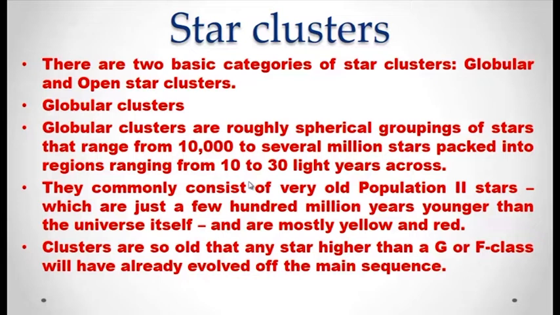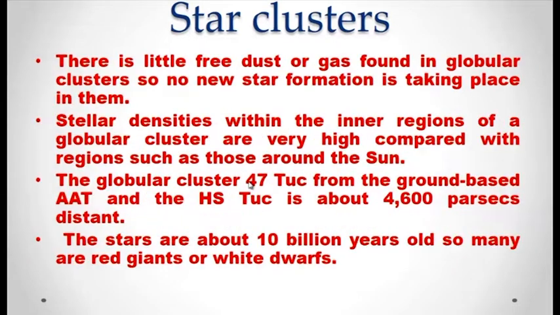I told you stars undergo many stages in their life cycle. The first stage is protostar, then the second stage is main sequence. In this globular cluster, G or F class stars have already evolved off the main sequence. Then there is little free dust or gas in the globular cluster, so no new star formation is taking place. That is another thing about globular clusters.